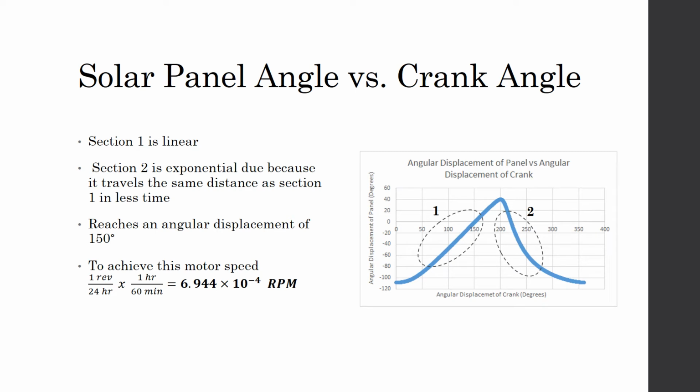Looking at our solar panel angle versus our crank angle, we see that our first section here, as it's reaching its final position, is linear, while it's returning, it is exponential. This is because it's traveling the same distance in a shorter amount of time. Another thing to notice here is that we do reach our specified angular displacement of 150 degrees as it goes from negative 110 all the way up to 40 in this graph. So in order to achieve these in real life, we need to have a motor speed that is equal to 6.944 times 10 to the negative fourth revolutions per minute.